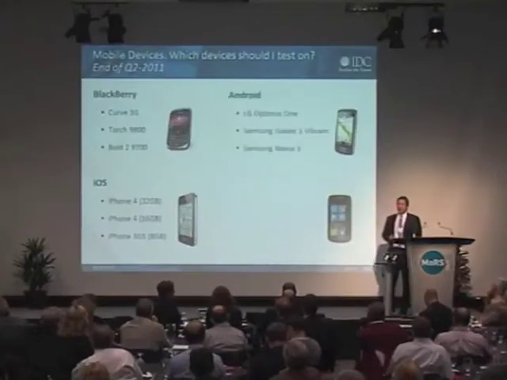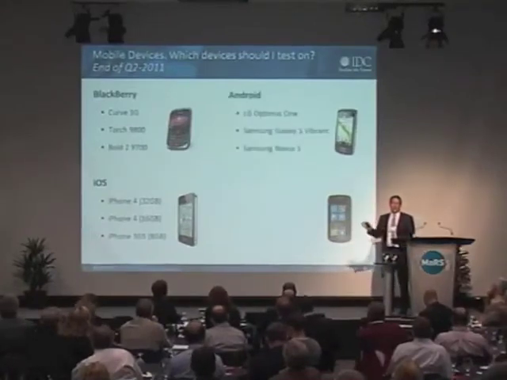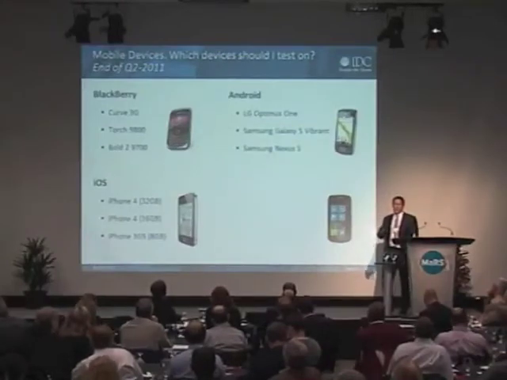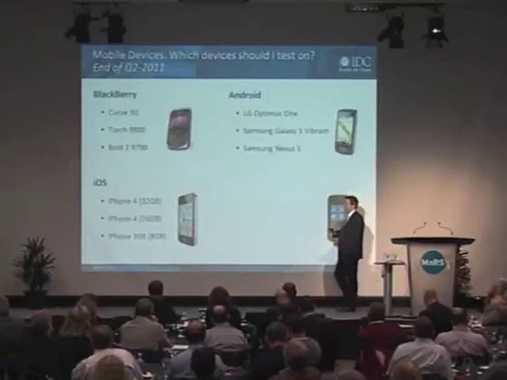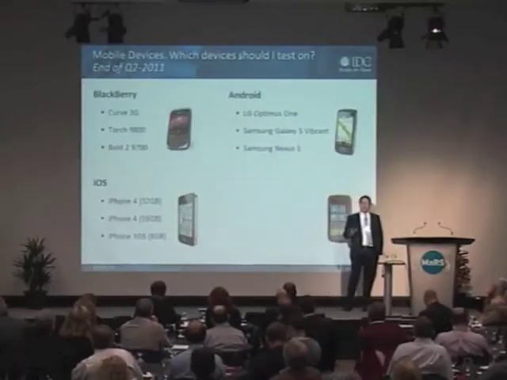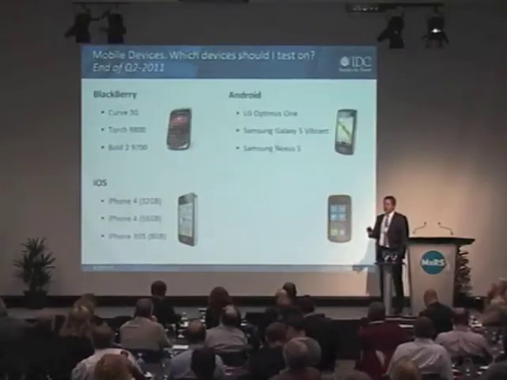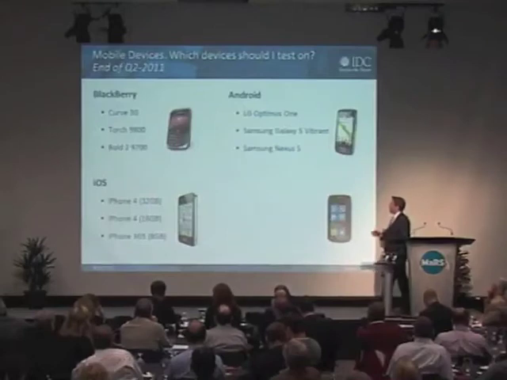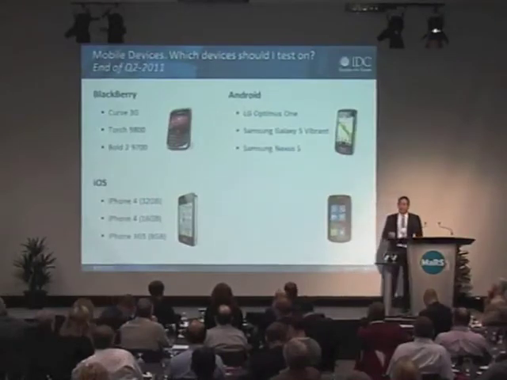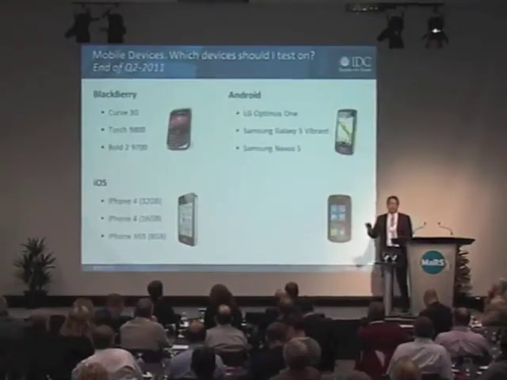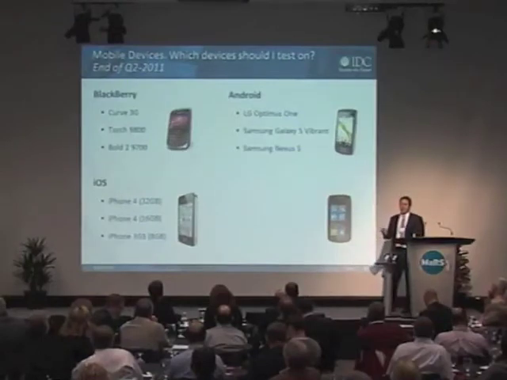On Android, this is certainly the most fragmented user base. You have many different OEMs layer on their own code over top of different versions of the Android operating system. But the top 3 handsets in market today are the LG Optimus One, Samsung Galaxy S Vibrant, and the Samsung Nexus S. There's also a large install base. I think 4th place would be the HTC Magic. So there are 4 major handsets to look at there.